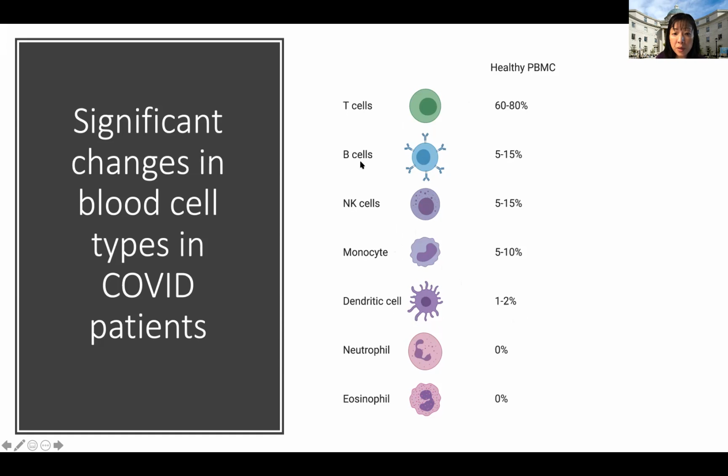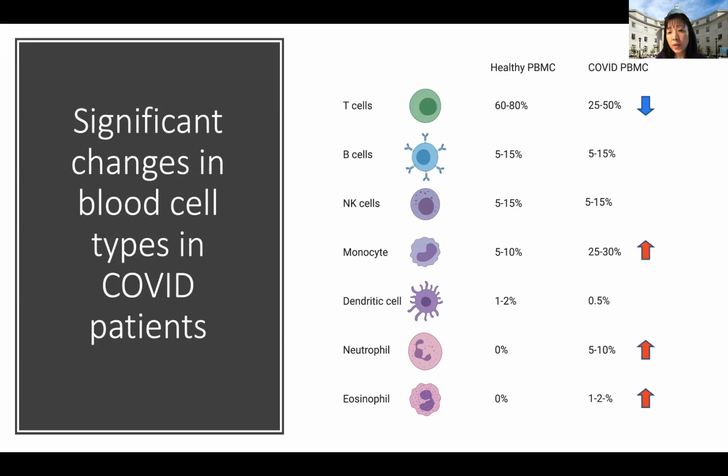Adaptive immune responses are carried out by T cells and B cells, which are specific to the pathogen and which can form memory responses. And because we usually throw away granulocytes, which are neutrophils and eosinophils, from the PBMC collection, they usually are not counted as part of the PBMC.